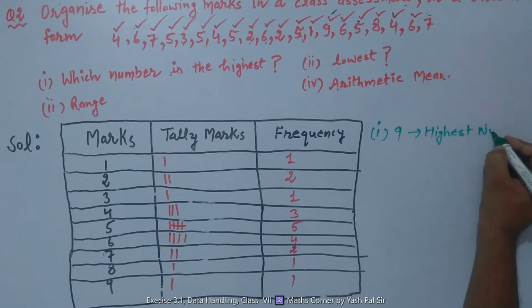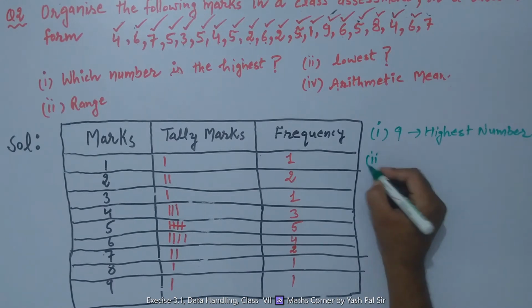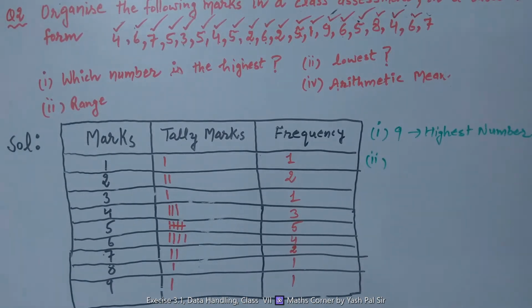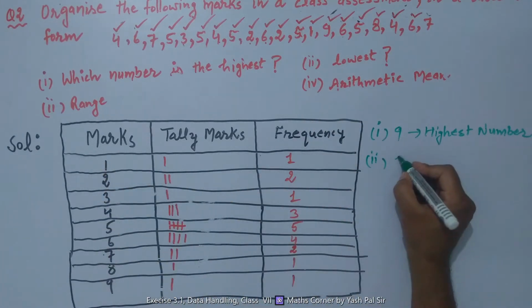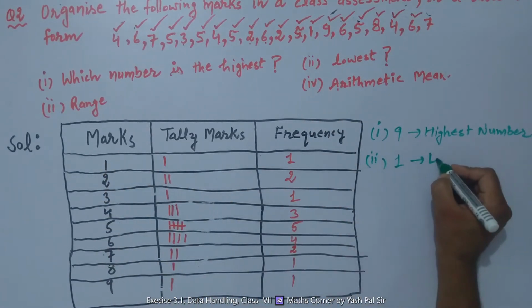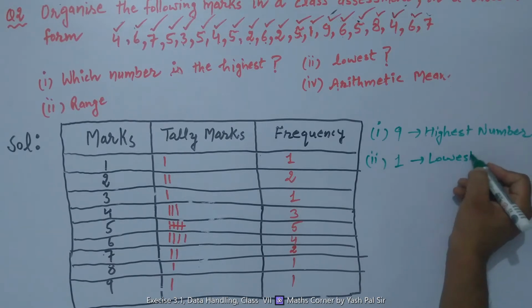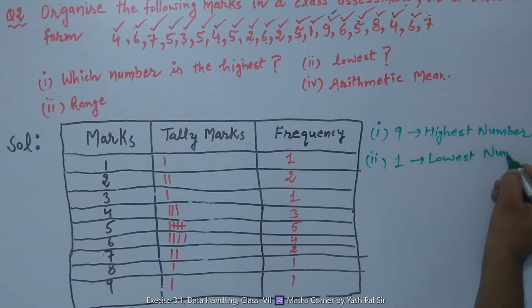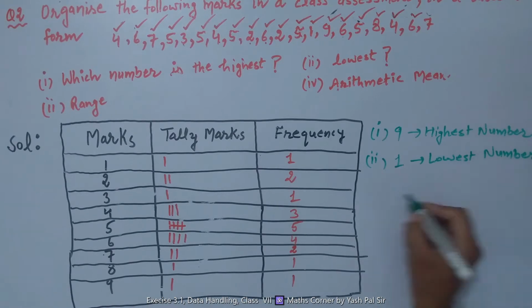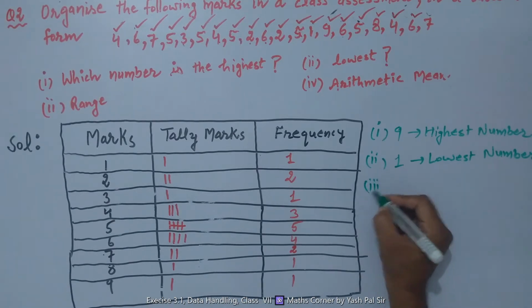Highest number. And second part, what is the second part? Which number is the lowest? Lowest here, this is 1. 1 is the lowest number, okay. And what is the third question?